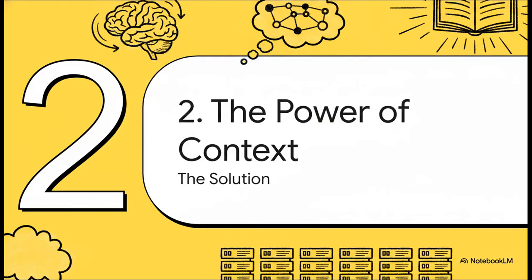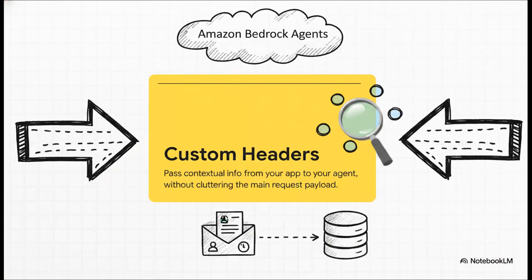So how do we fix it? Well, the answer is pretty simple, actually. We have to give our agent the power of context. And in Amazon Bedrock, the solution is something called custom headers. Think of them like a little sticky note that you pass to the agent behind the scenes along with the user's actual message. So instead of cluttering up the user's prompt with technical stuff like user IDs, you just send that information quietly in the background. It keeps everything neat and tidy.